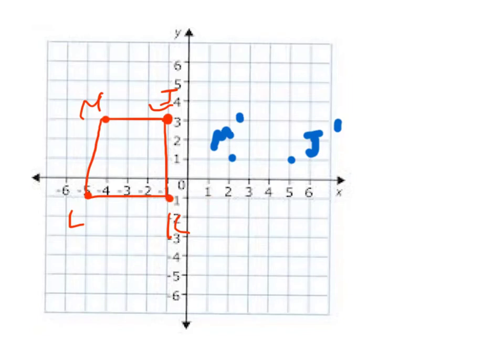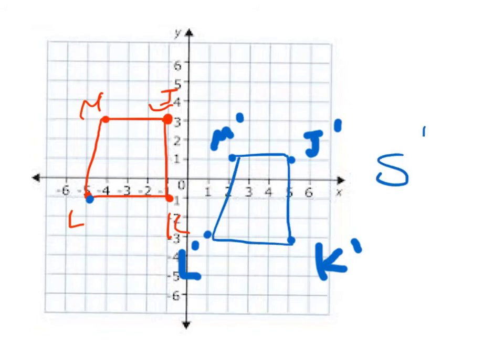K here is 1, 2, 3, 4, 5, 6, 1, 2. So down there at 5, -3. That'll be the new K prime. And L here, L will be 1, 2, 3, 4, 5, 6, 1, 2. So 1, -3. And that'll be L prime. So now I can go ahead and draw the lines between all of those. And now I did a slide. I moved the figure. I didn't rotate it or flip it. I just slid it over 6 spaces and down 2.